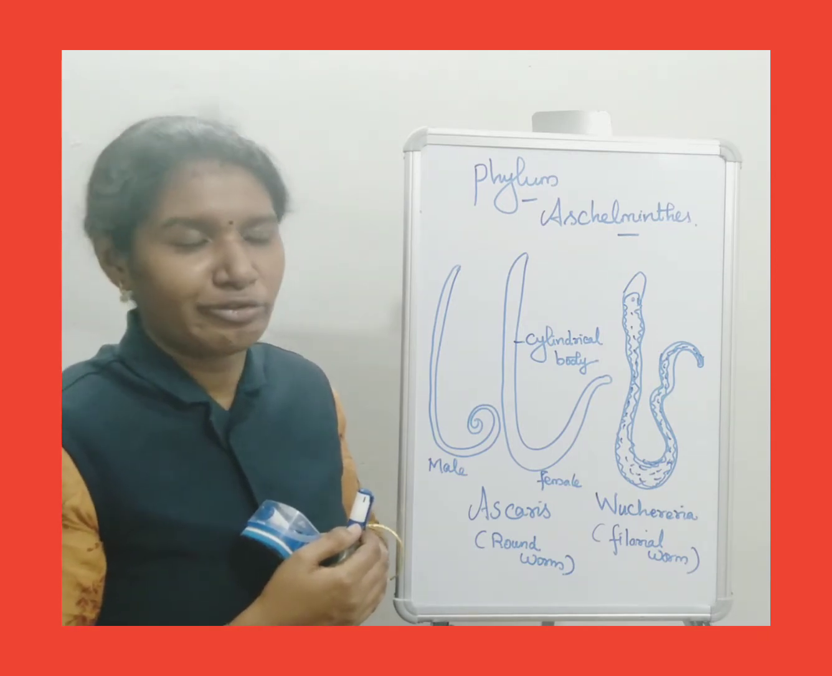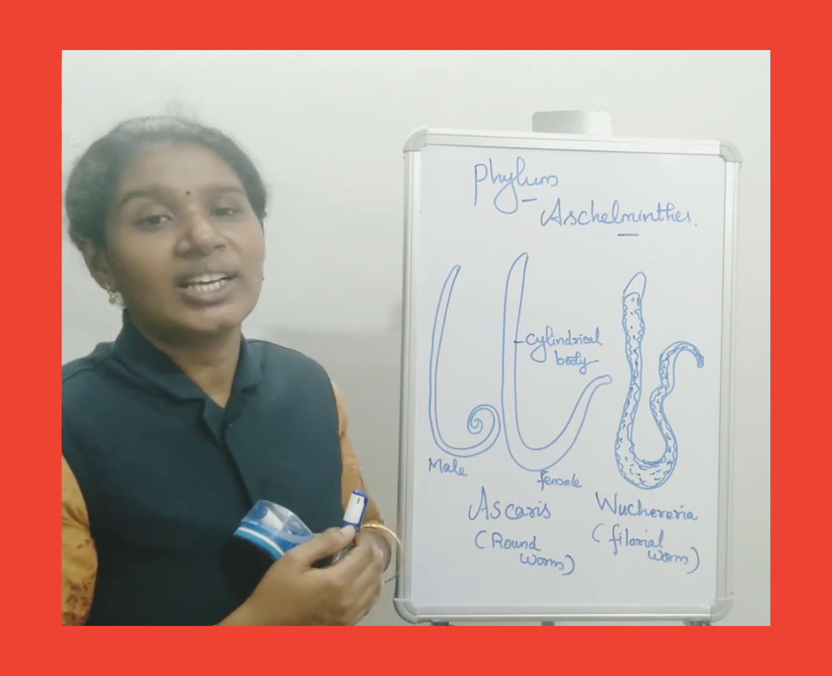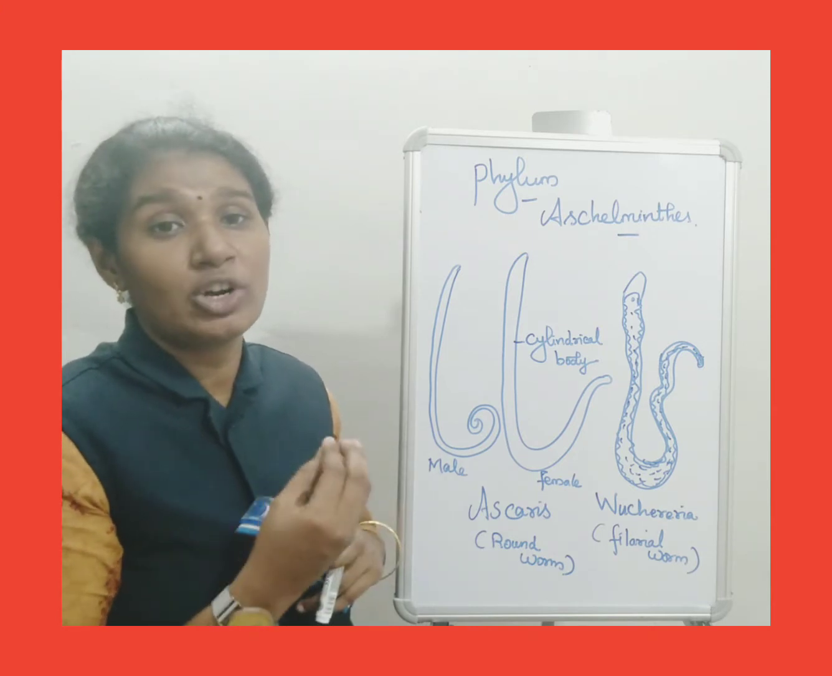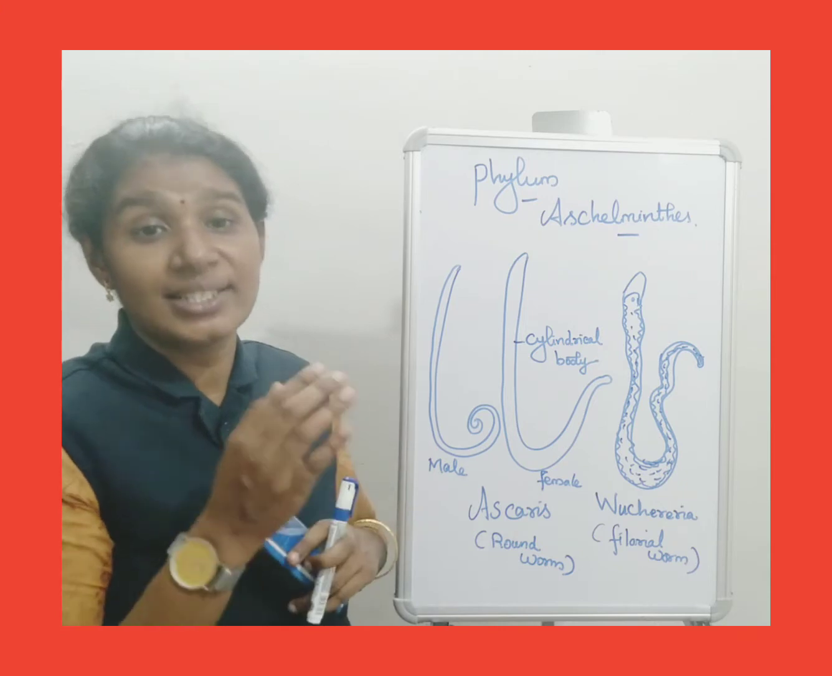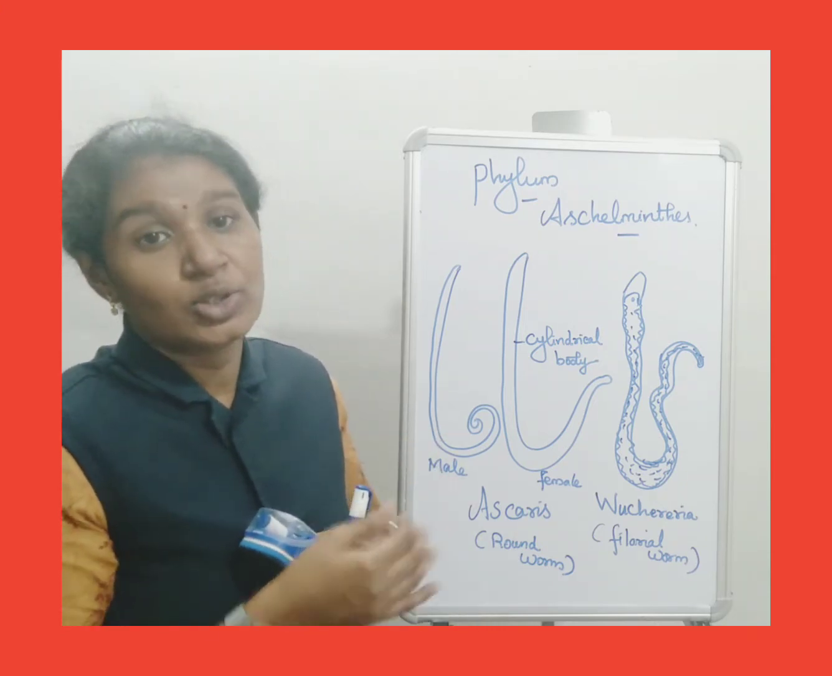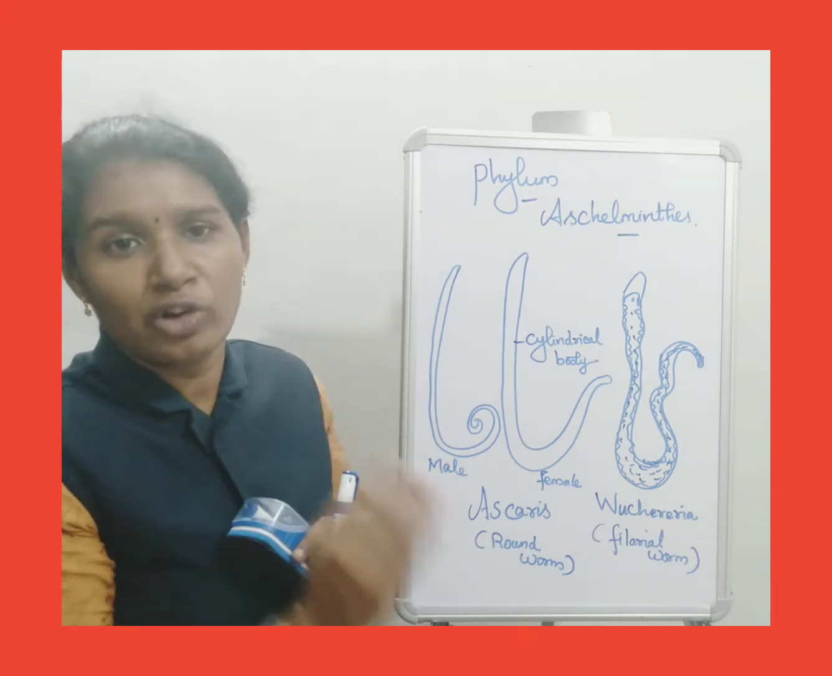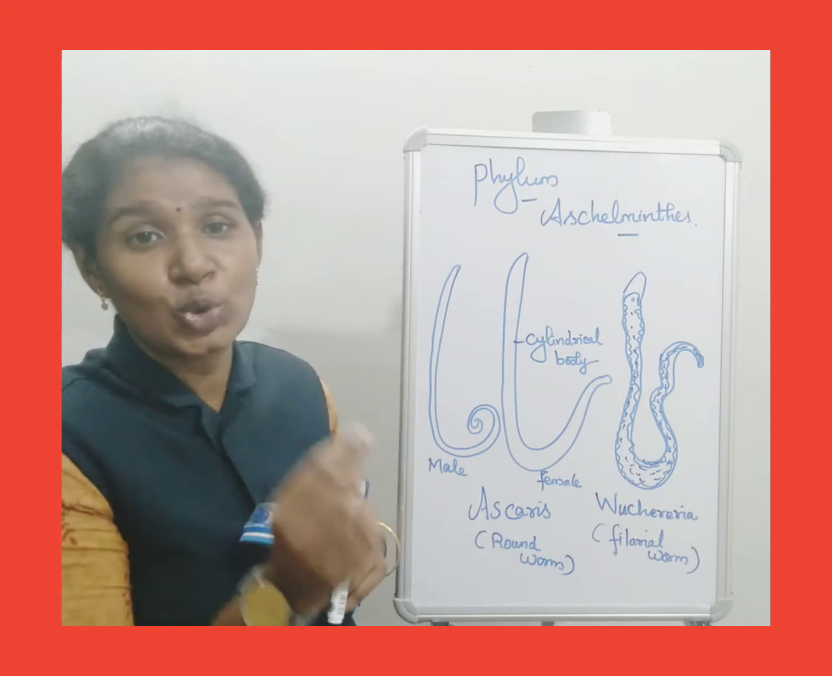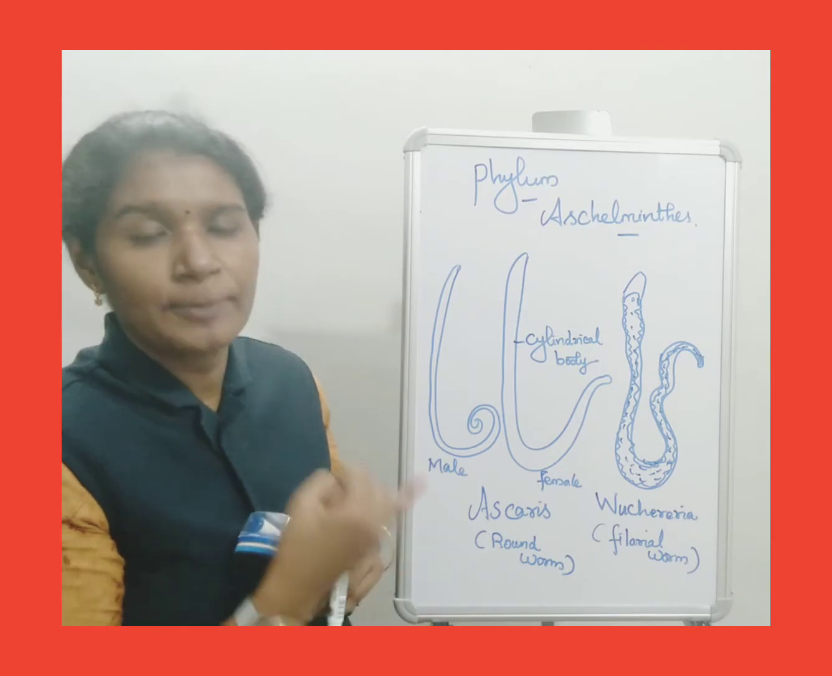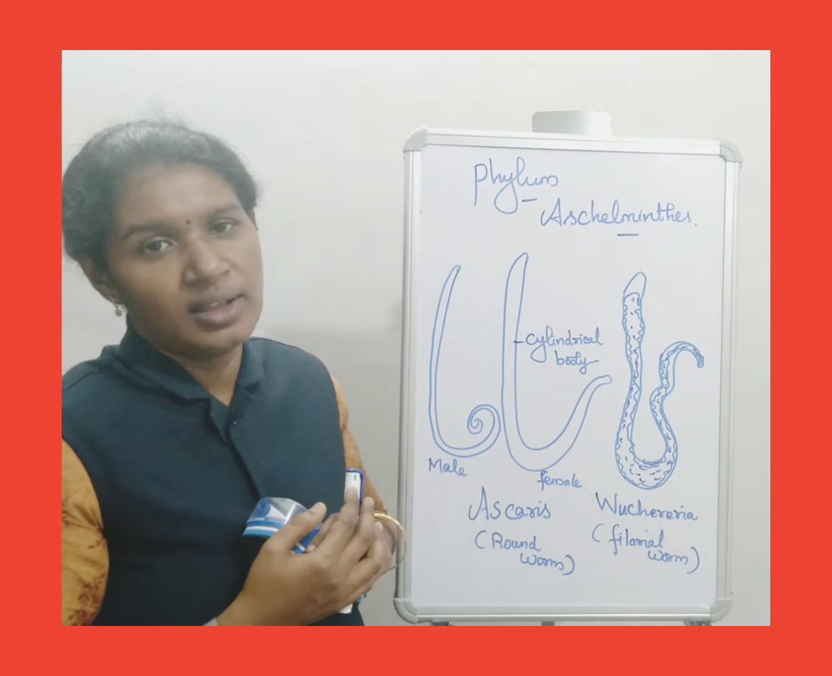Pseudo refers to false. Coelo refers to fluid. So between the gut and the body wall there is a false fluid cavity. It resembles a fluid-filled space, but there is no fluid present. We are not calling it absent, it is called a false coelom. That is called pseudocoelomate. So it is a triploblastic, bilateral and pseudocoelomate animal.